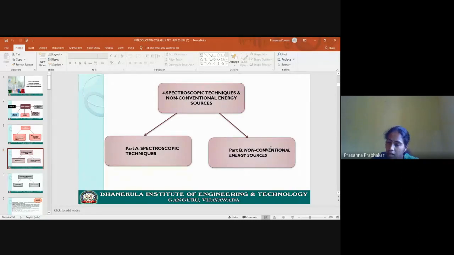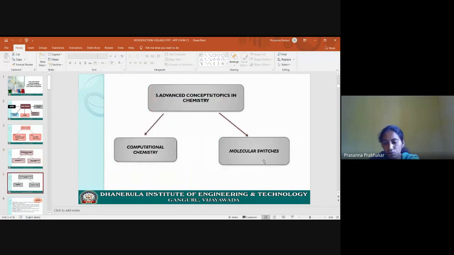The second part is non-conventional energy sources. This may include renewable energy sources like solar energy, hydropower energy, tidal energy, wave energy and ocean energy. All these energies are included in part 2 of the fourth unit. Next, the fifth unit is advanced concepts or topics in chemistry, again consisting of 2 parts, computational chemistry and molecular switches. This is our syllabus.